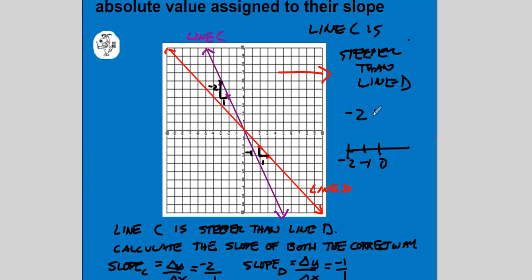-2, it is true, is less than -1. However, the absolute value of -2 is greater than the absolute value of -1 because 2 is greater than 1, and this is what we use to state that line C is steeper than line D.